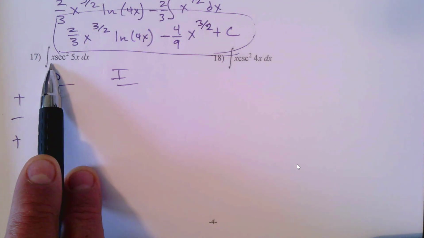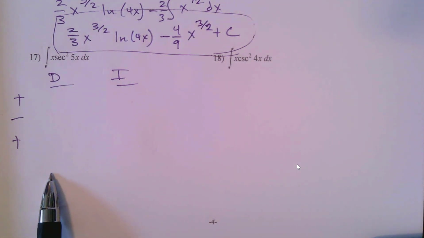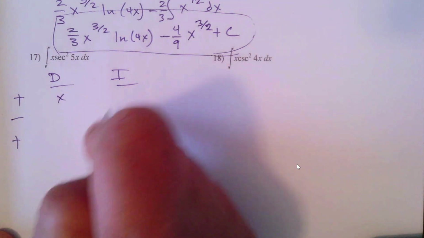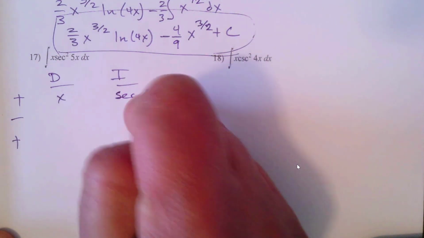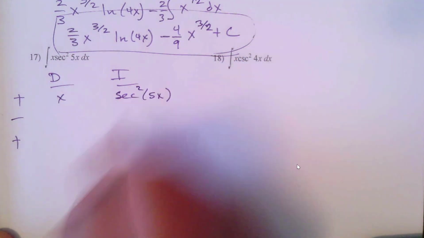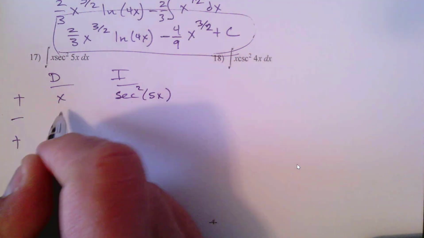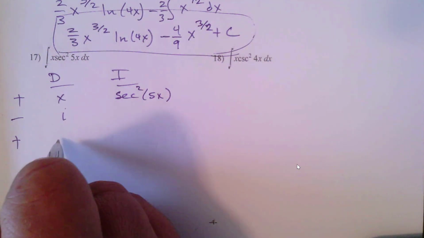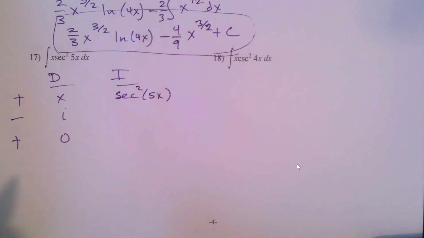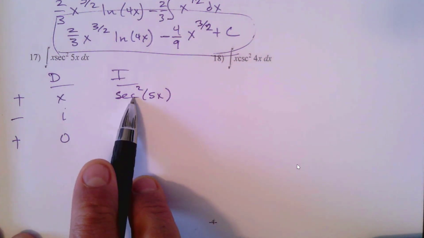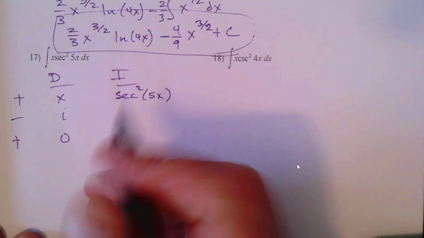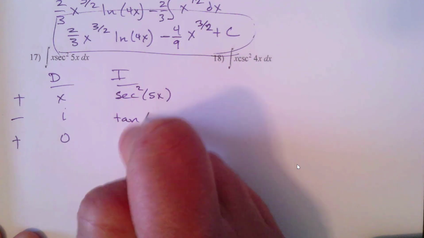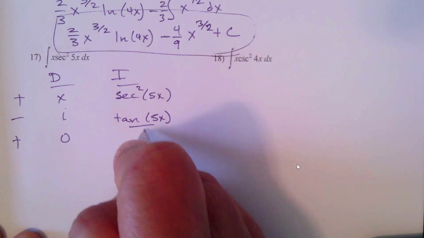If we take the derivative of x, eventually we're going to get down to 0. So again, that's a good choice to put in this column. We want x here, and we want secant squared of 5x here. Take the derivative. The derivative of x is just 1. The derivative of 1 is just 0, so we do end up with a 0 for this one. On this side, we have secant squared of 5x. The integral of that is tangent of 5x divided by 5.